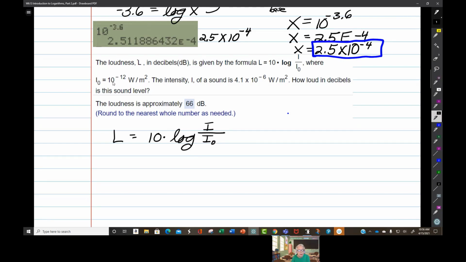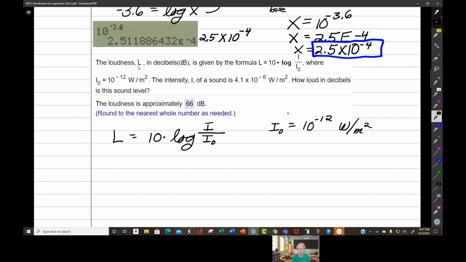All right, let's read this. Where I naught equals, oh, it's actually a number. I naught equals 10 to the negative 12 W per meter squared. I don't know what the W is. You can find out. The intensity I of a sound is 4.1 times 10 to the negative 6 W per meter squared. How loud in decibels is this sound?